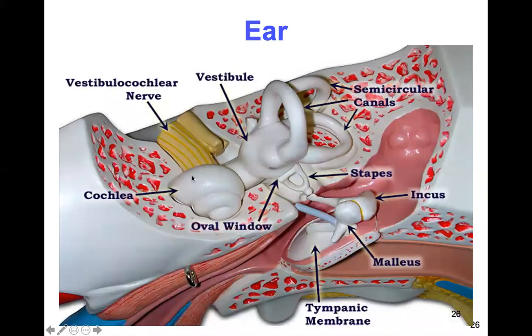Let's turn it around and get a better view of it. So here is the external auditory meatus, so sound waves are coming in through here. It hits the tympanic membrane and then hits the malleus, the incus, and the stapes. Stapes means stirrup, like a horse stirrup, putting your feet, if you're on a horse, through the stirrup. And then it connects to the oval window. And then that vibration comes through here into the cochlear, through the cochlear portion of the vestibulocochlear nerve.